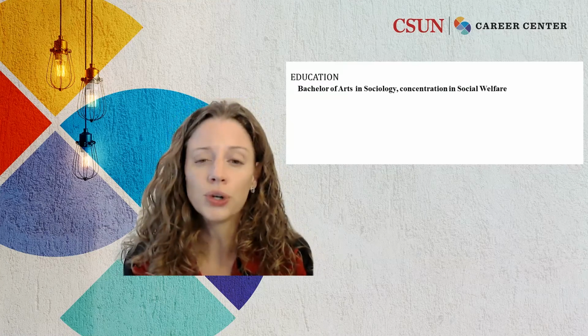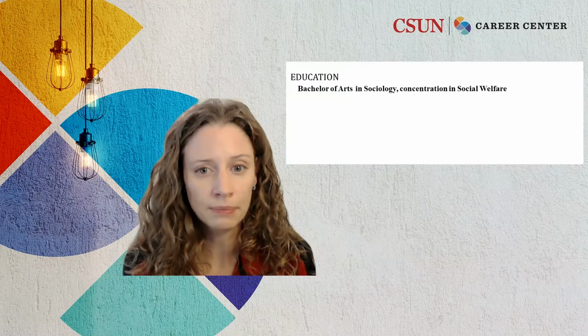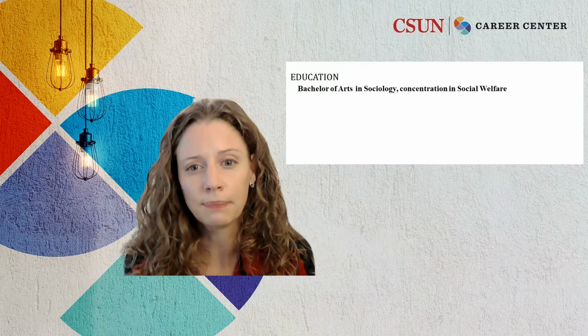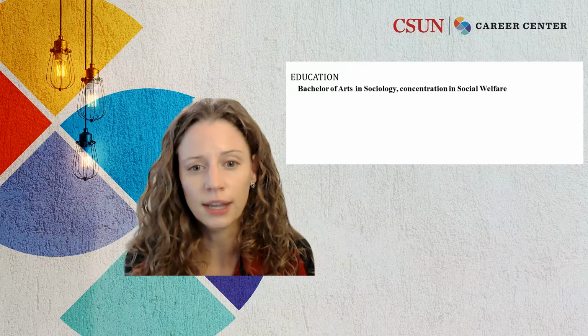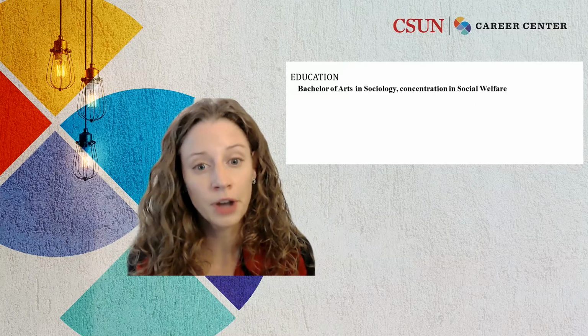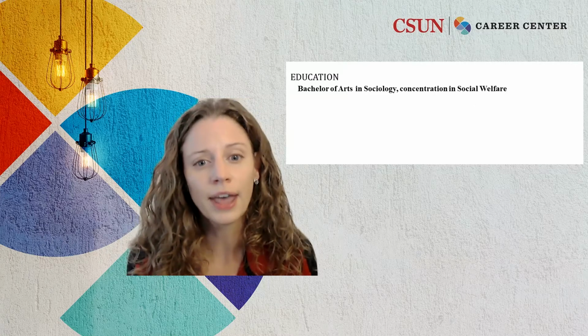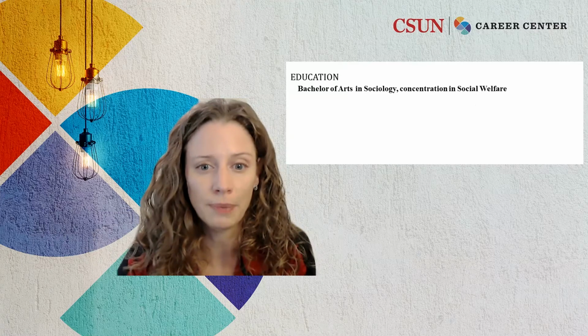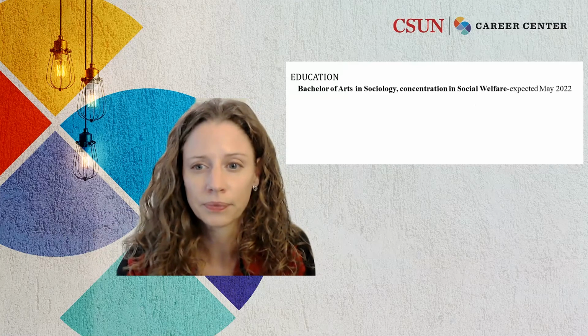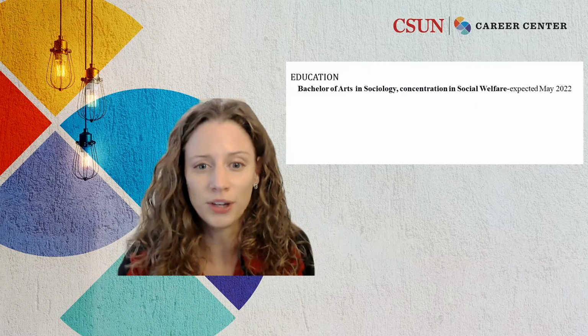Now, when you list your degree, you're going to want to spell it out completely. In this example, we list a Bachelor of Arts in Sociology, followed by the concentration. So if you have a concentration, go ahead and include that information. If you have a minor, that could appear as a second line underneath your bachelor's info. And make sure to list when you earned that degree.